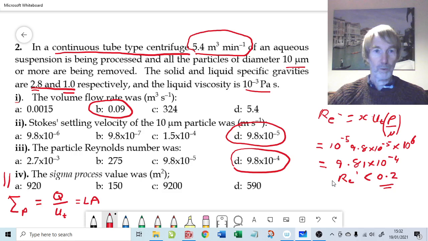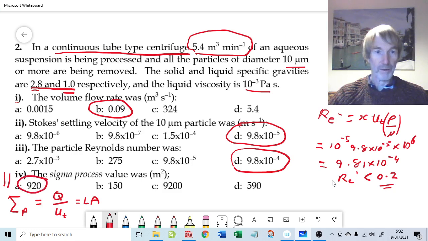Okay, so we know what the volume flow rate is. It's 0.09 meters cubed per second. We know what the terminal settling velocity is, so let's just put that into our calculator. So we're talking 0.09 divided by the velocity, which is 9.8 times 10 to the minus 5, which is 918, which I guess is pretty close to 920 meters squared.